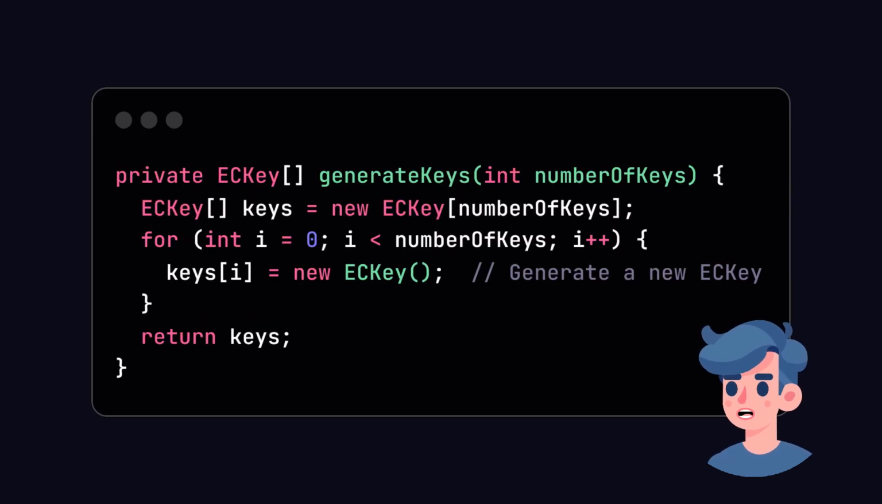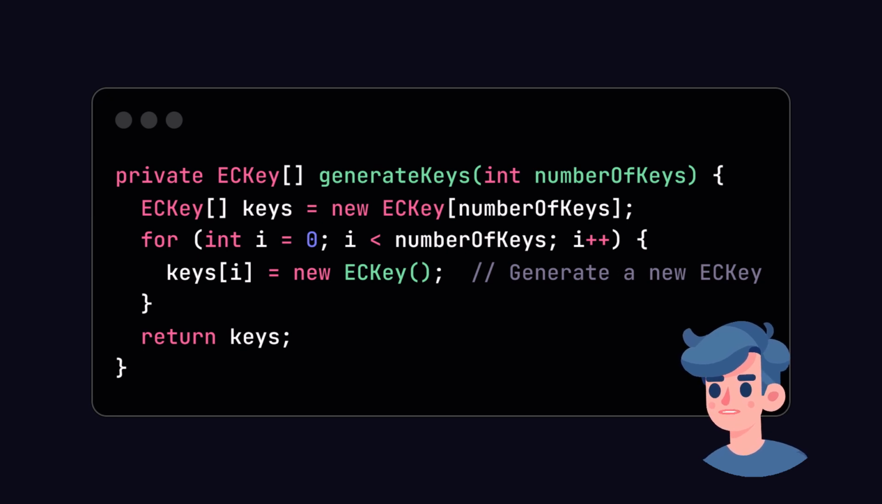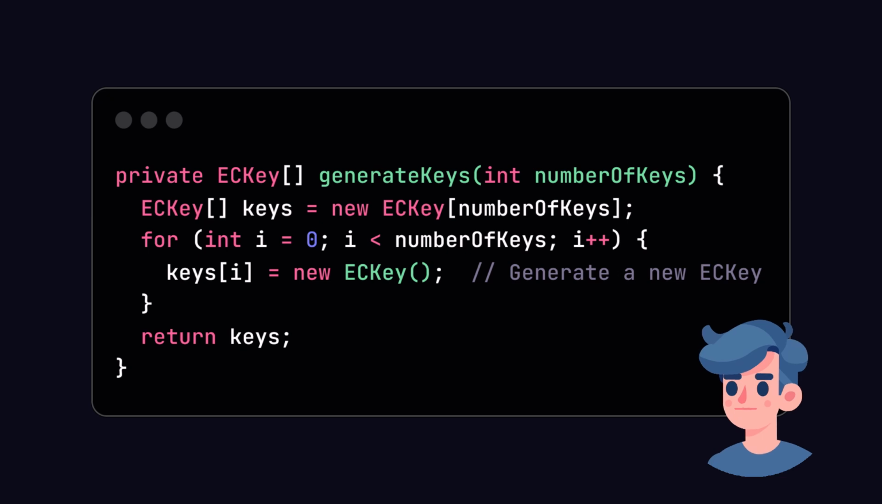Generate keys. The first logical step in creating a multi-sig wallet is generating the keys that will approve the transactions. We are going to generate 3 key pairs.